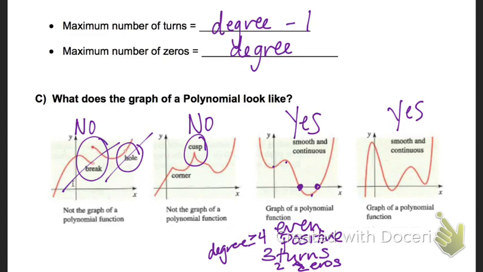Okay, odd or even? Positive or negative? How many turns? 4. How many zeros? 3. 1, 2, 3. And the degree is greater than or equal to what? 5. Good. Y'all are awesome.